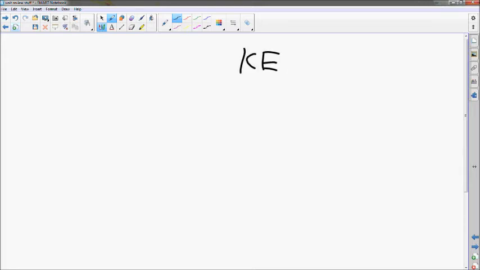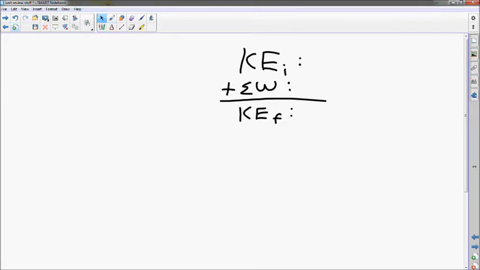It says the initial kinetic energy plus the work done. This should be the net work, the total work. A lot of people skip that symbol because they understand it, but it really should be the total work, has to be equal to the final kinetic energy. In any situation that I give you, you're going to be able to figure out at least two of these things. Now, it could be any combination of the two things.